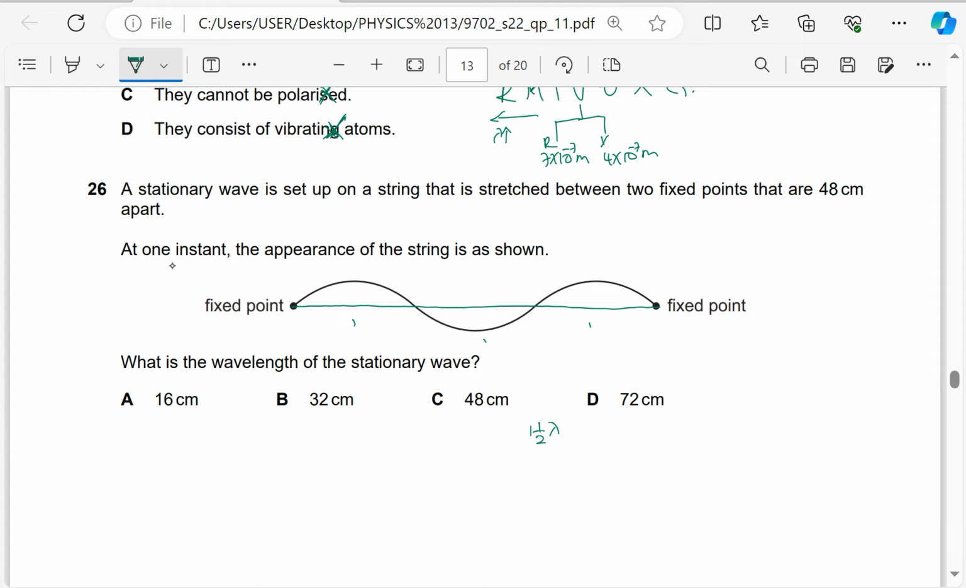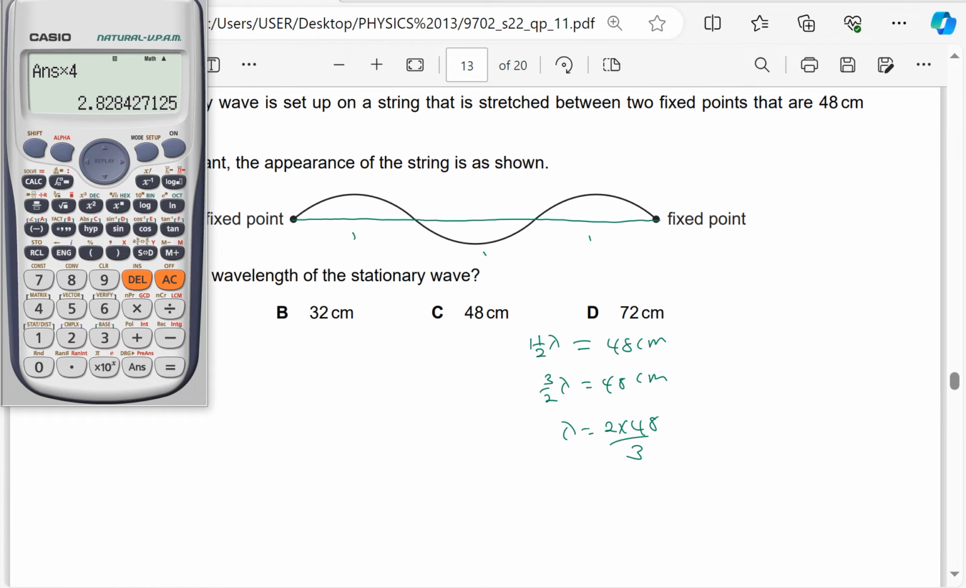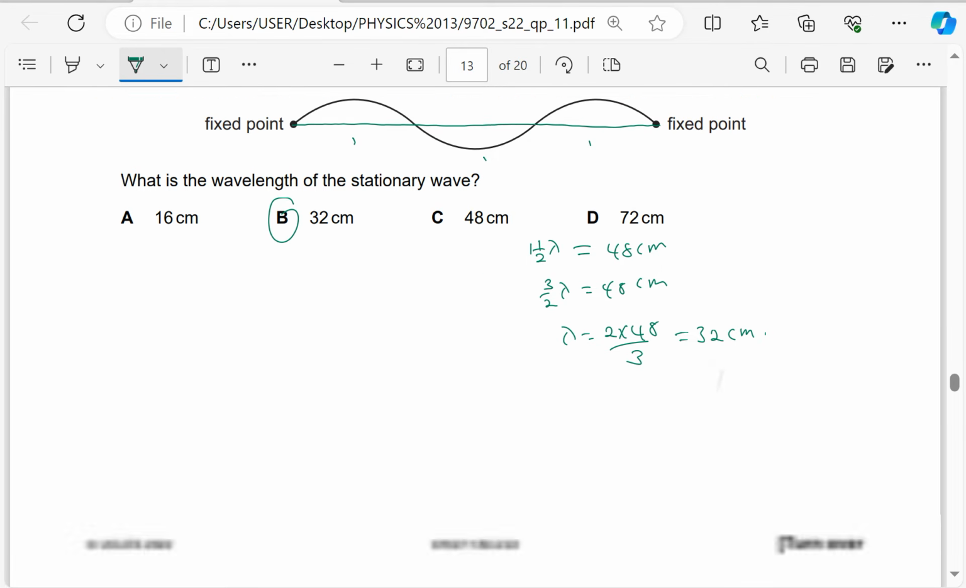1.5 wavelength is equal to 48 centimeters. The length here is 48 centimeters. So this means we have 3 over 2 wavelength is equal to 48 centimeters. What is the wavelength? The wavelength is going to be 2 times 48 divided by 3, that is 32. So the wavelength is going to be 32 centimeters. So the answer is going to be B.